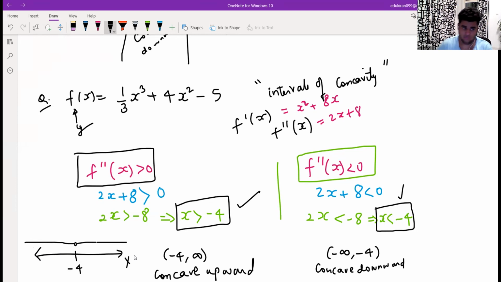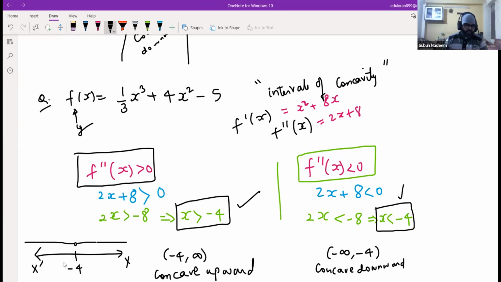It is on the x-axis. So this is the negative x-axis, this is the positive x-axis. So this will go endlessly to minus infinity, and this will go endlessly to plus infinity. So when we write the intervals, we will write it like this. You can write it as greater than minus 4, less than minus 4 also. But if it is given as an interval, you have to write it like this. Okay.